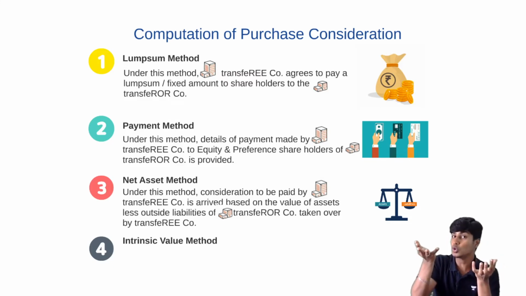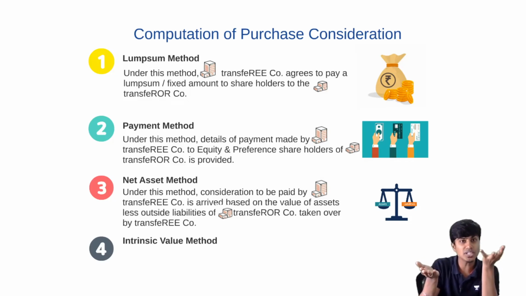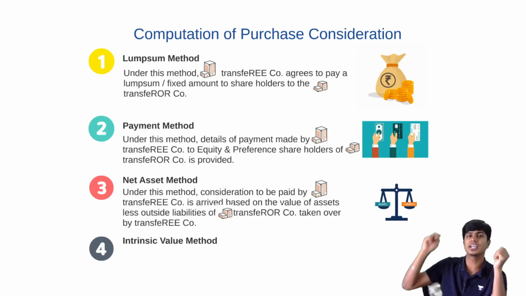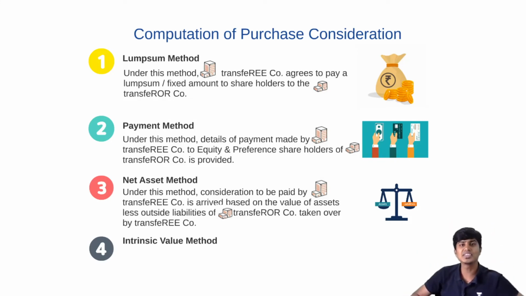500 per share into 2 shares is 1000. 1 share of transferee is 1000 into 1 is 1000. So for every 2 shares held in transferor company, we give 1 share in transferee company. This is the intrinsic value method.